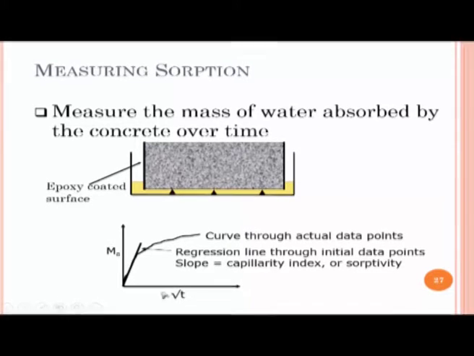When you plot it against the square root of time, you will see that the initial points in this plot form almost a straight line, and the slope of the regression line through the initial data points is called the capillarity index or sorptivity of the concrete.